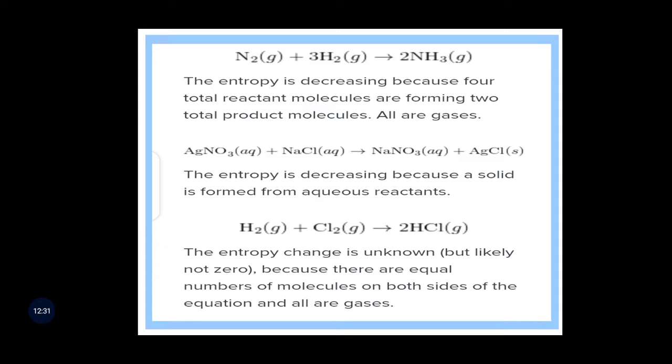Then here is another one, the combination of hydrogen gas and chlorine gas to form hydrogen chloride. Here everything is in gaseous state, and if you look at the number of molecules too, we have 2 at the reactant side, and we also have 2 at the product side. That means since it is equal, the entropy change here is 0. There will be no decrease and no increase in entropy.